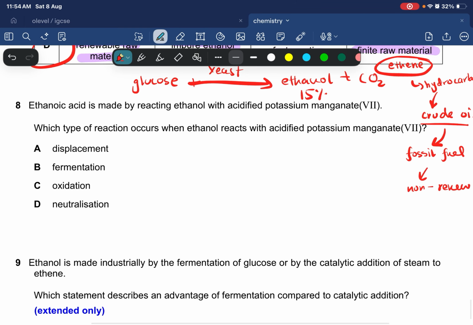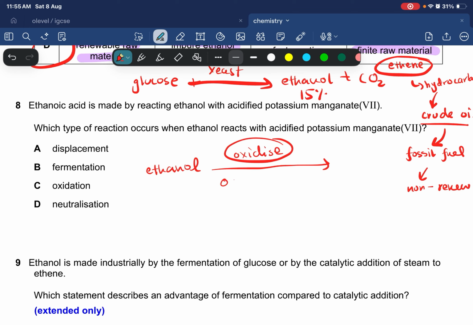Ethanoic acid is made by reacting ethanol with acidified potassium manganate. That is correct. That is an oxidation reaction: you have your ethanol and you oxidize it. How do you oxidize? You add an oxidizing agent to it. And what kind of oxidizing agent do you use? You use acidified KMnO4. And then what do you form? You form an acid. Which type of reaction occurs when ethanol reacts with potassium manganate? Oxidation. Simple. This is an oxidizing agent.